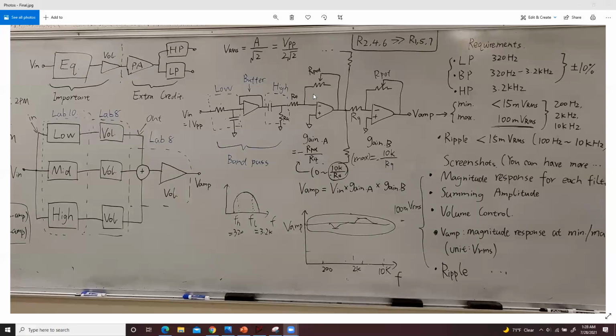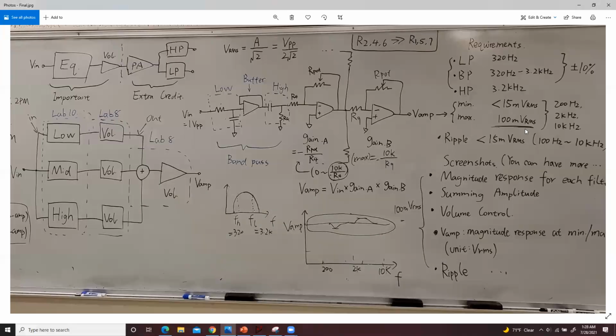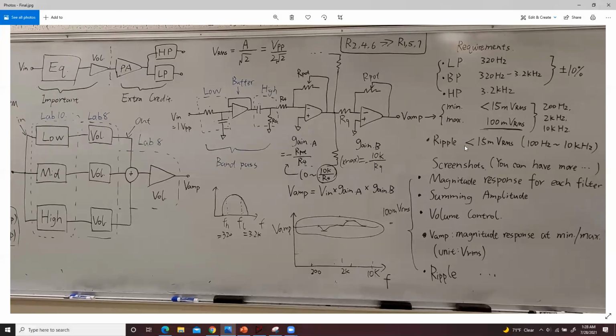I just gave you an example for R4 and R9. You will use the same method to calculate R2 and R8, and also R6 and R10. After you do the calculation for each resistor, you can build a circuit, and that's how you satisfy this requirement. This is the last requirement.